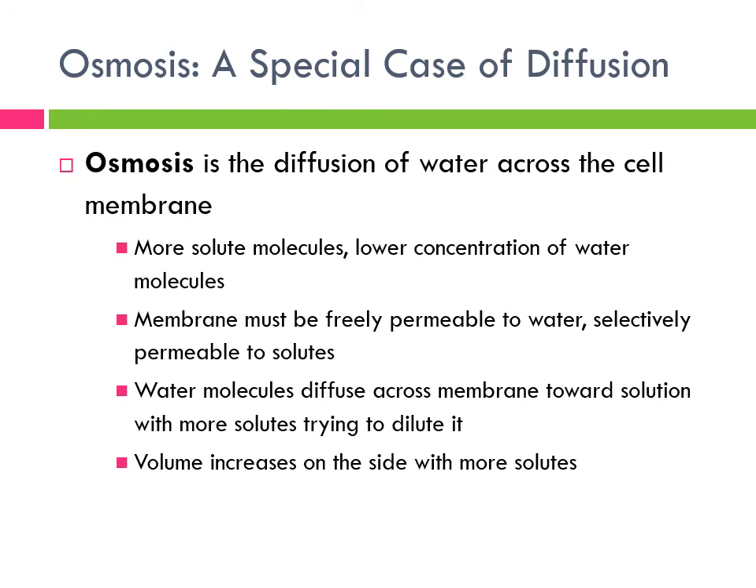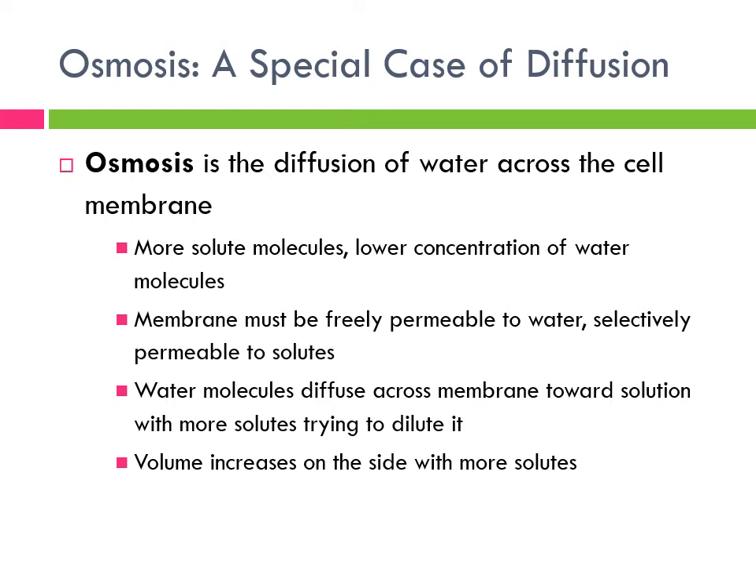Osmosis is the term for the diffusion of water across the cell membrane. So remember, when we're talking about diffusion, we're talking about the movement of solutes. Osmosis is the movement of water. The more solute molecules there are, the lower the concentration of water molecules, because if you have a specified amount of space and you have more solutes, that gives you less space for water.